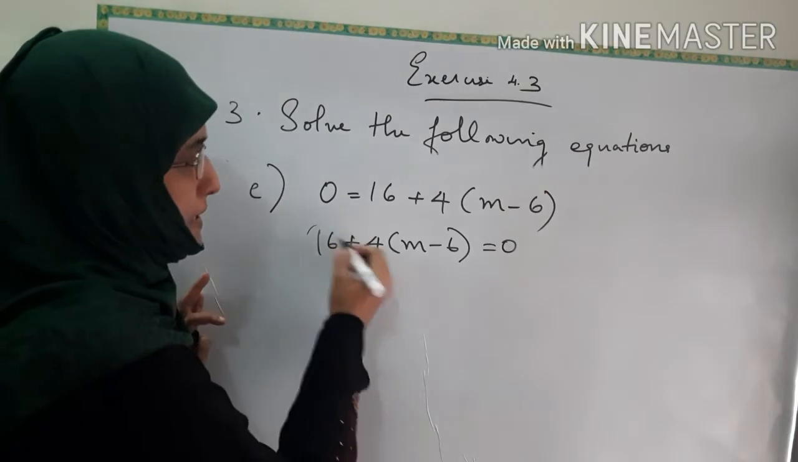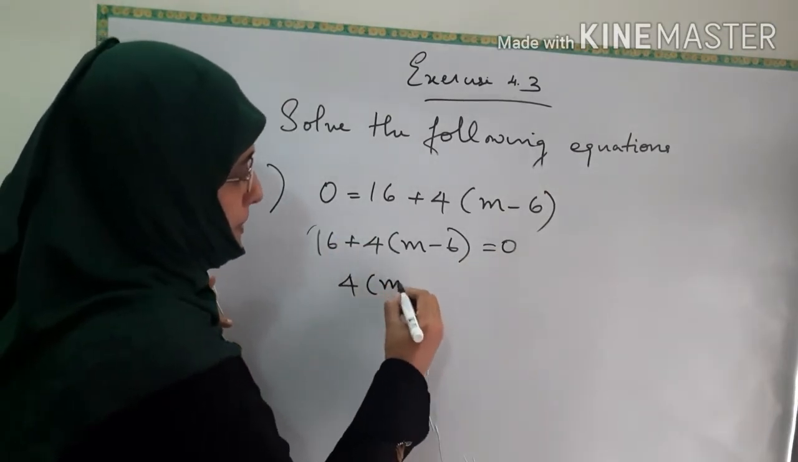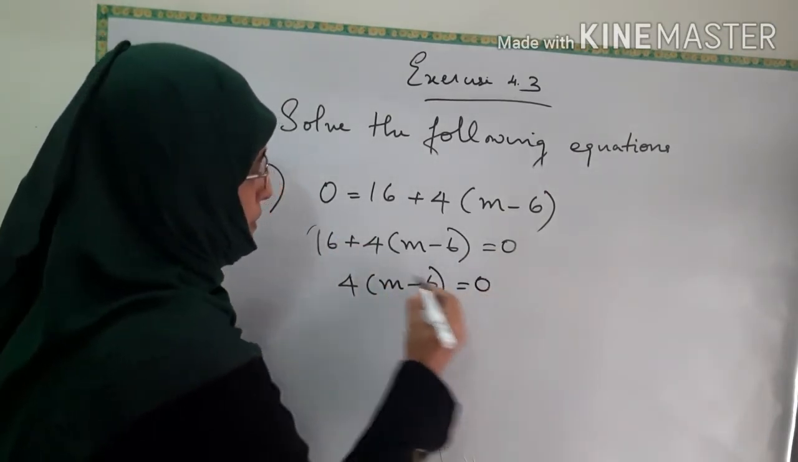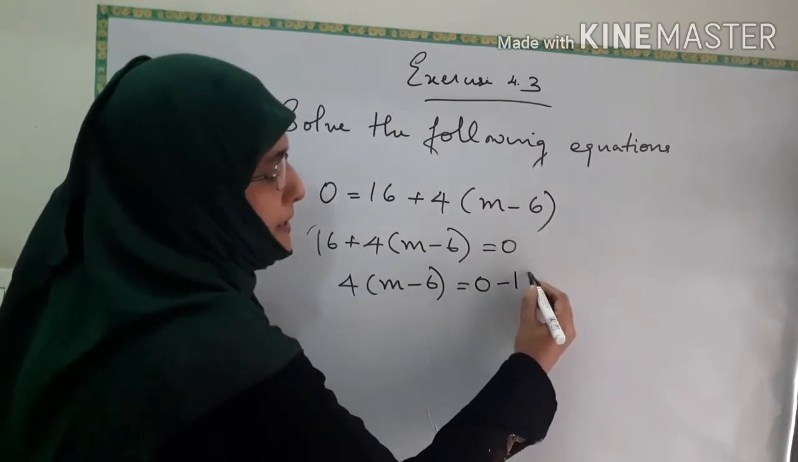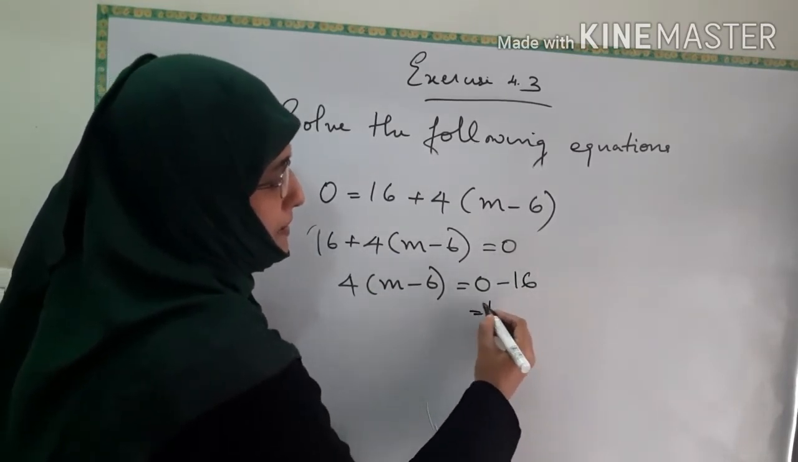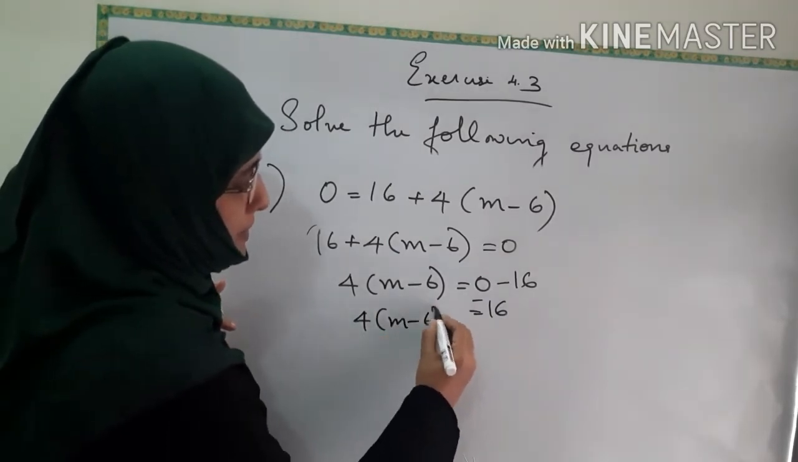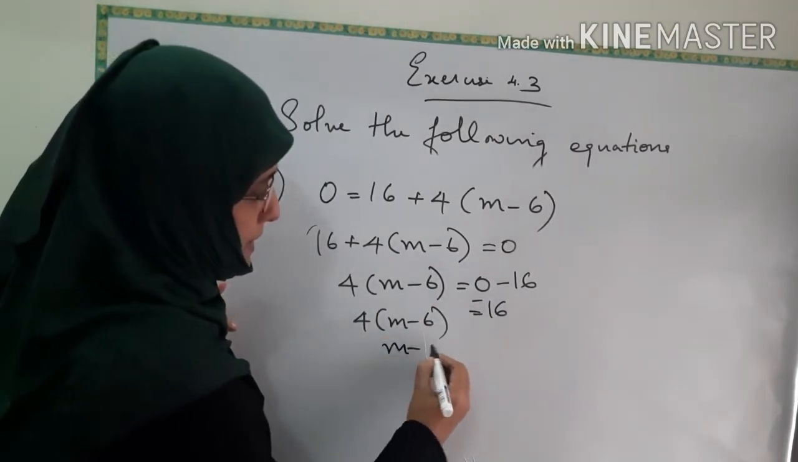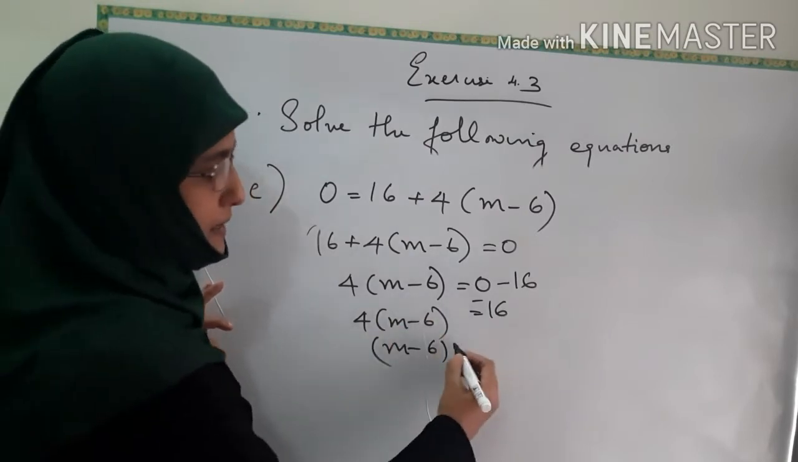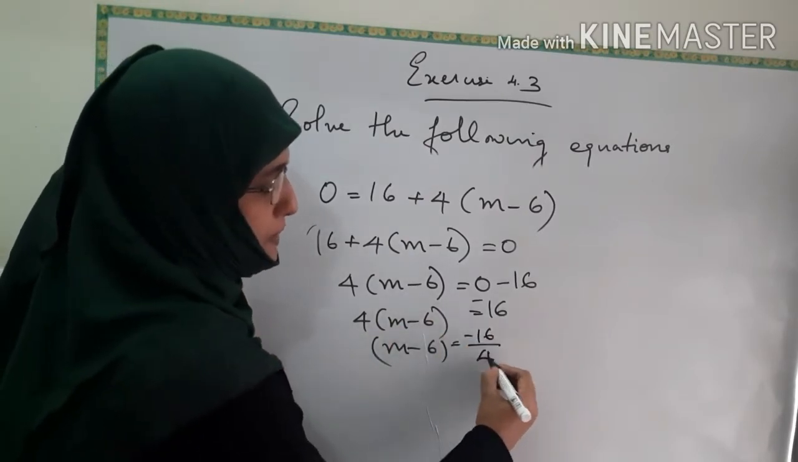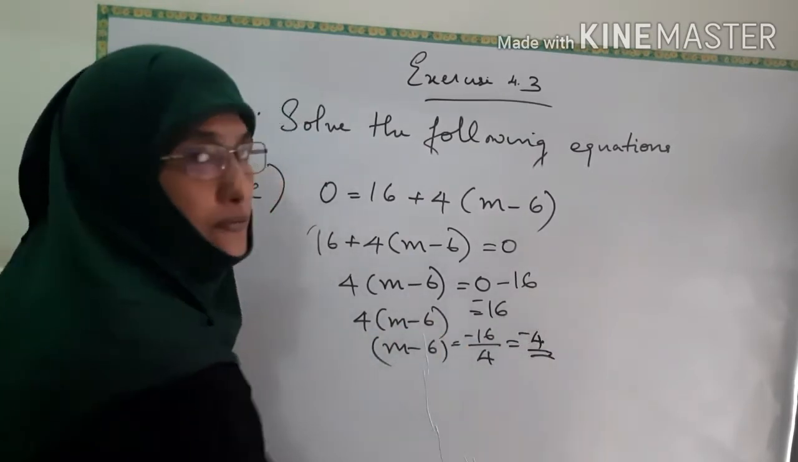First take 16 to other side. So 4 into m minus 6 equal to 0. 16 go to other side, become minus 16. So it will be negative 16. So 4 into m minus 6 equal to negative 16. So what is m minus 6? 4 go to other side. Minus 16 by 4, that is minus 4.